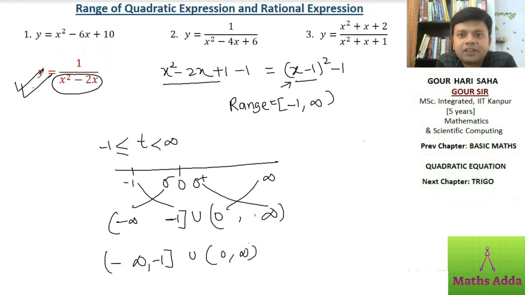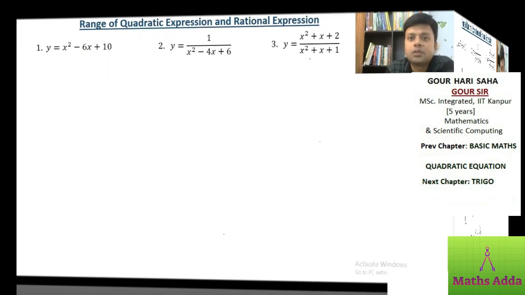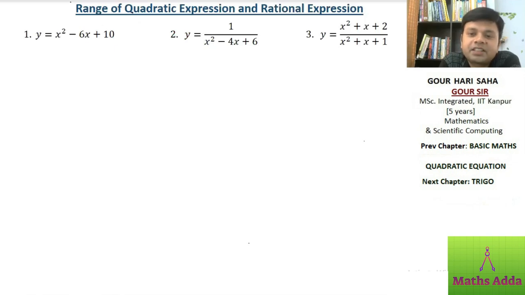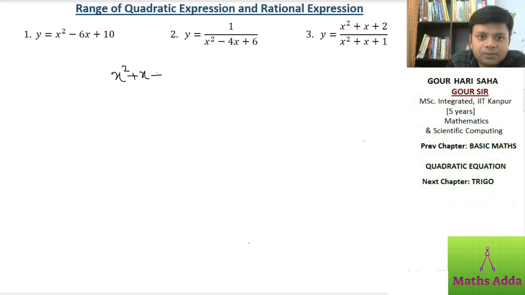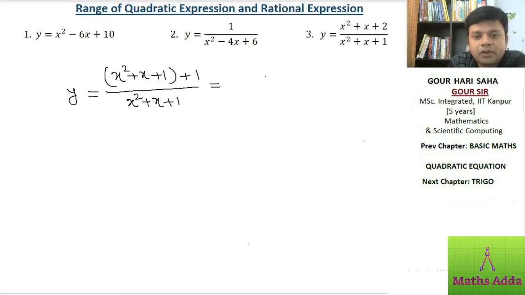Now moving to the third type, that is quadratic by quadratic. So y is equal to x square plus x plus 2 divided by x square plus x plus 1. So what to do? I can see the numerator can be written as x square plus x plus 1 plus 1, right? So x square plus x plus 1 plus 1, this is the numerator, that is x square plus x plus 2, and the denominator is x square plus x plus 1. So if you divide, this becomes 1 plus 1 by x square plus x plus 1.